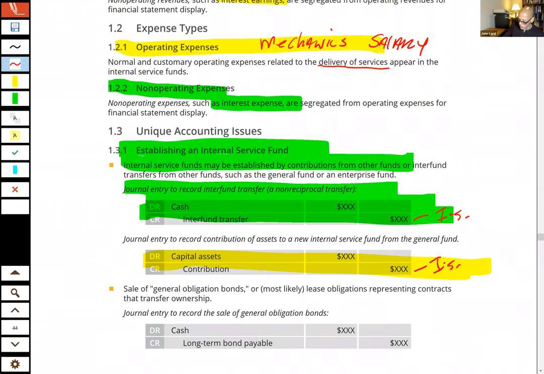That shows up on the income statement, okay? So make sure you flashcard that interfund transfers show up on the income statement for an internal service fund, okay?